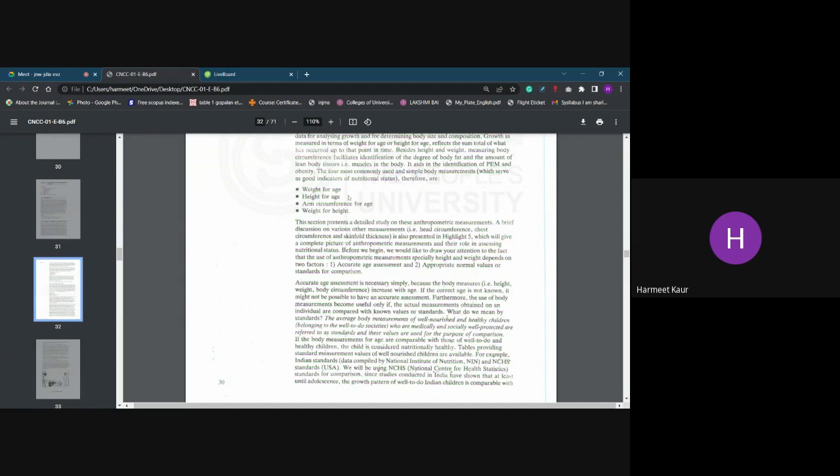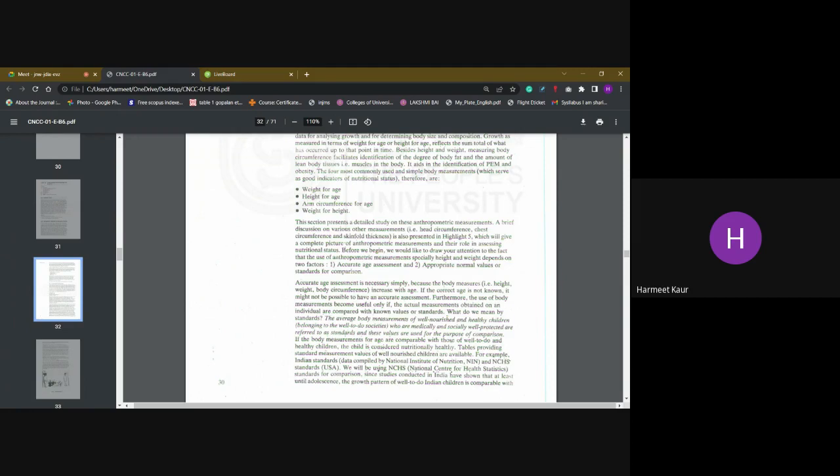Weight for age, as the name suggests, is what the weight of the child should be according to the age. Height for age is that at that particular age, the height of the child should be this many centimeters. Then arm circumference for age usually refers to mid upper arm circumference, and this specific measurement is done up till the age of 5 years. It refers to the midpoint between the elbow point and shoulder point.